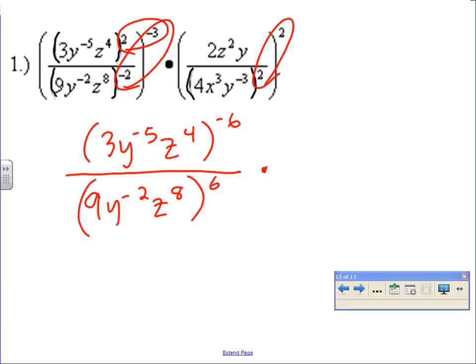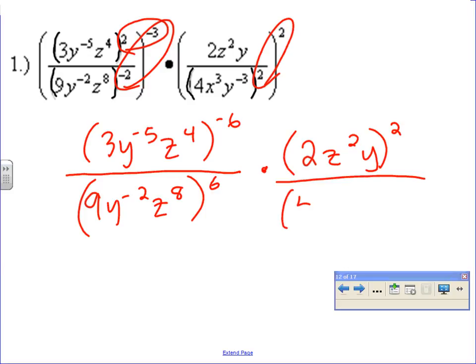Second set of parentheses is 2z to the 2nd y, and all of that needs to stay squared. Don't forget that, because this 2 goes to everything. So that needs to stay squared. The bottom, 4x to the 3rd, y to the negative 3rd, all to the 4th power. What would you do next? And we're just going to stop here, but what would you do next, Will?